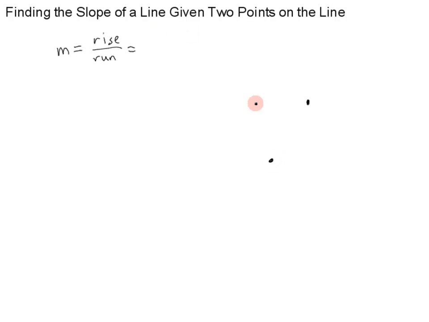The rise between 2 points is the vertical distance and the run is the horizontal distance, so we could describe it that way. Vertical distance between the 2 points divided by the horizontal distance between the 2 points. Now, how do you calculate the vertical distance between 2 points? Well, the vertical distance of a point is its y-coordinate. So we need to know what the difference is between one y-coordinate and the other. So the vertical distance is the difference in the y-coordinates.